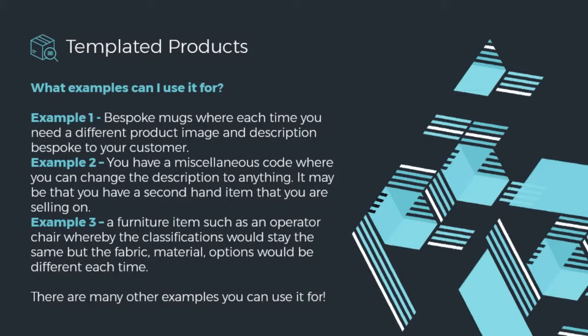is going to be different each time. So from that kind of furniture item as a templated item, as it says there, you can keep the classification the same each time, so you don't have to change the classification. It's just a case of overtyping the description.